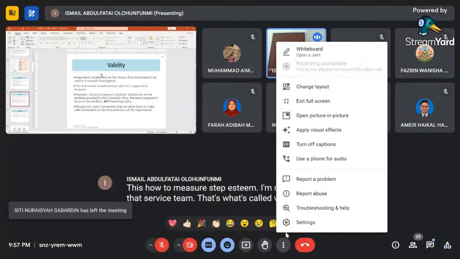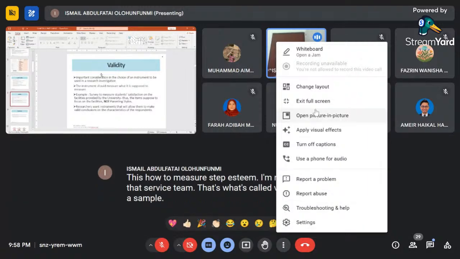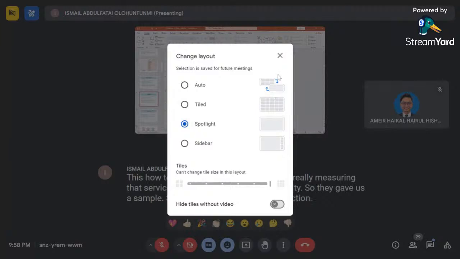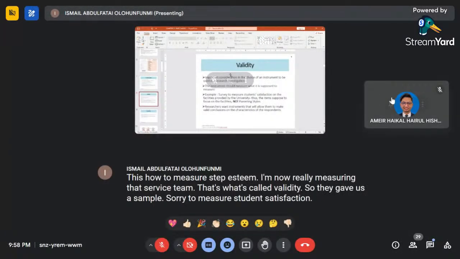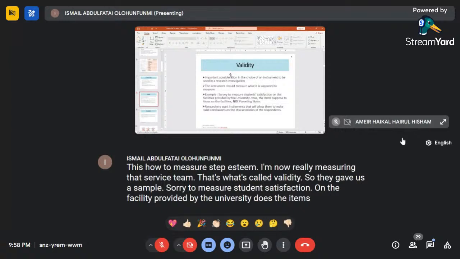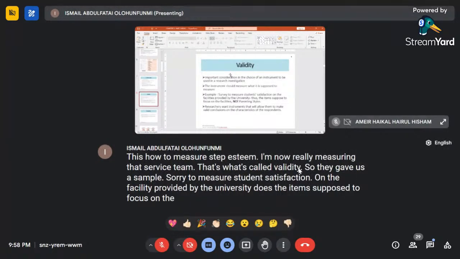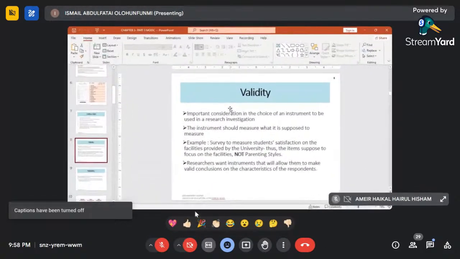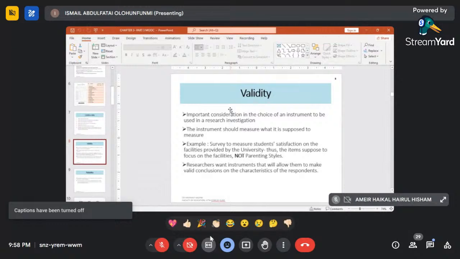So they gave us a sample survey to measure student satisfaction on the facility provided by the university. Thus, the items are supposed to focus on the facility, not on the parenting side. That is, researchers want instruments that will allow them to make valid conclusions on the characteristics of the respondent.